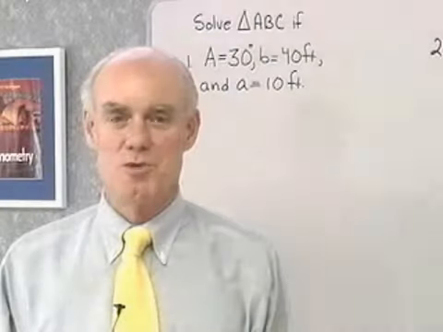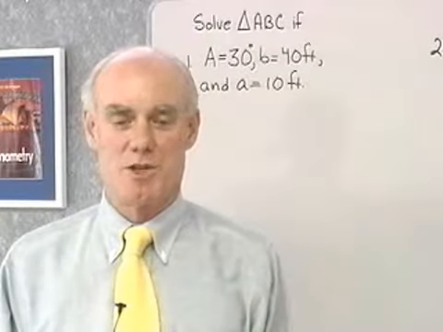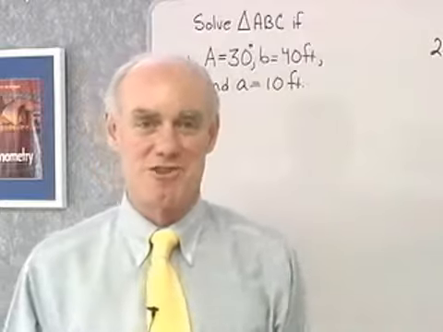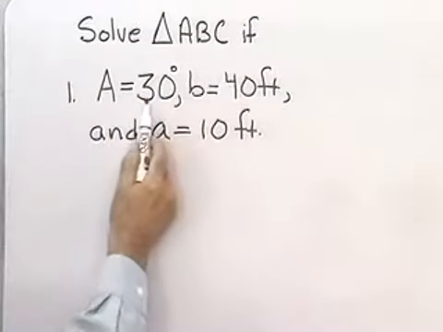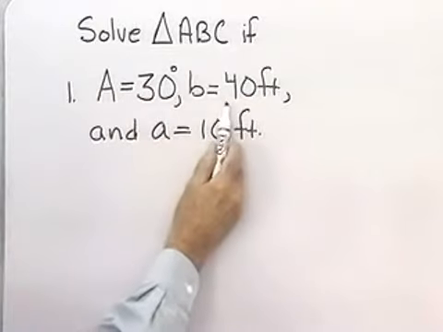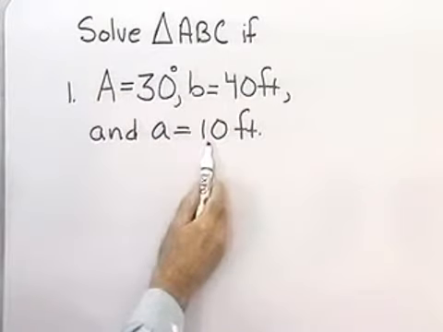In this lesson, we continue our work with the law of sines to cover what's called the ambiguous case. Here's our first example. We want to solve triangle ABC if angle A is 30, side B is 40 feet, and side A is 10 feet.